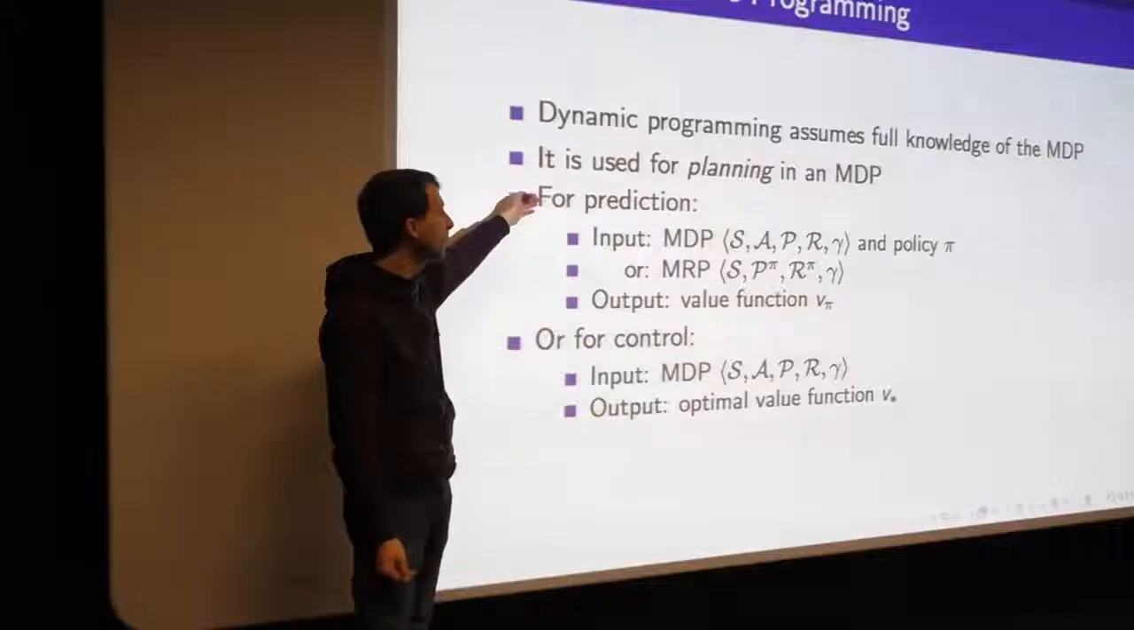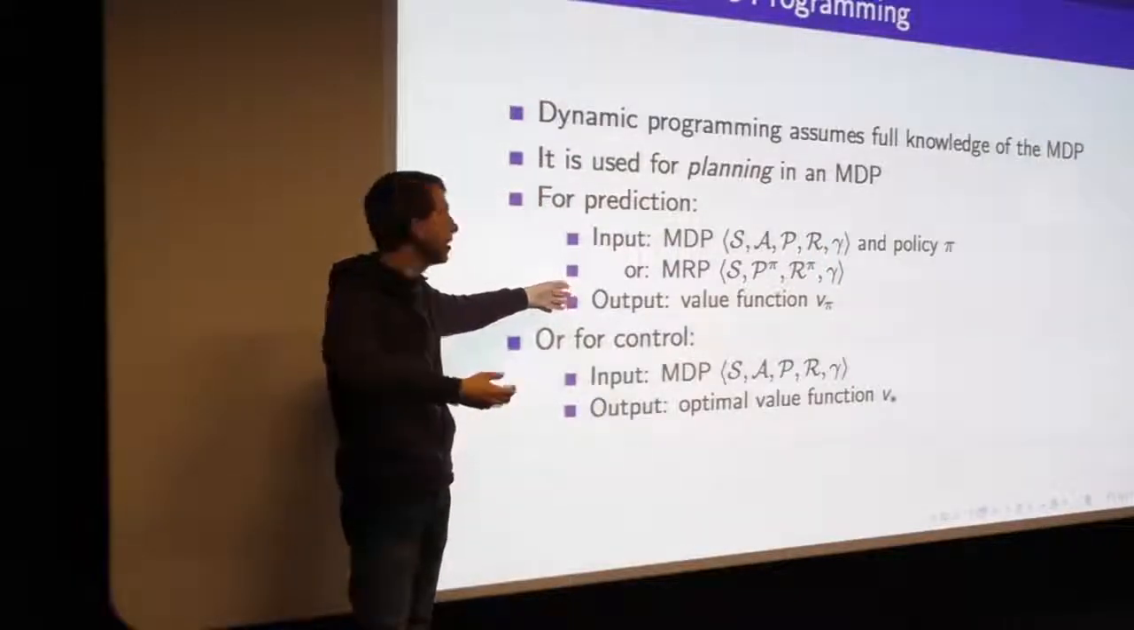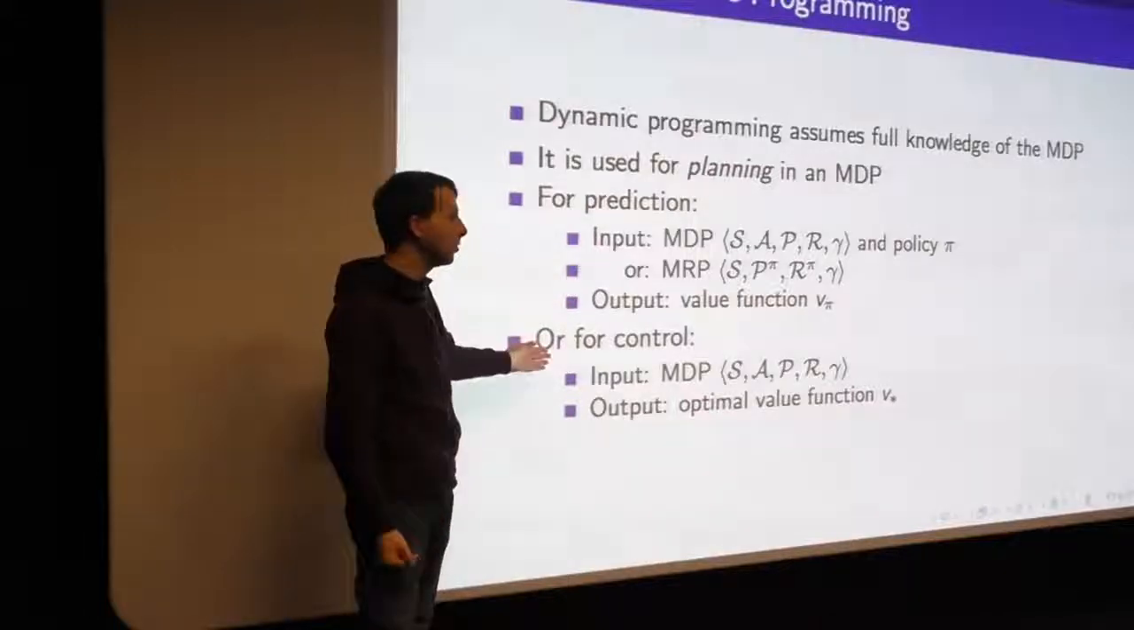So we'll start with prediction, figuring out how to work out how much reward you'll get under a given policy, and then we'll use that as an inner loop to do control.